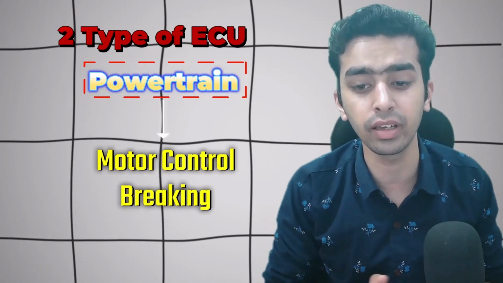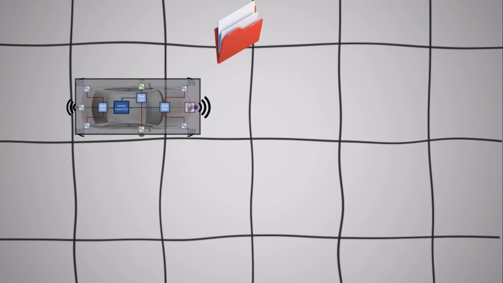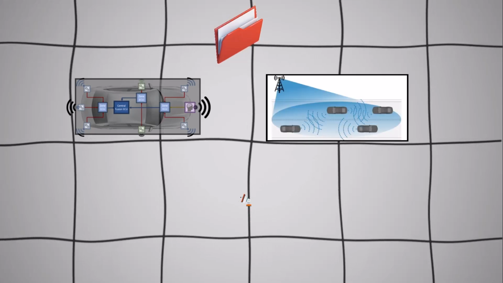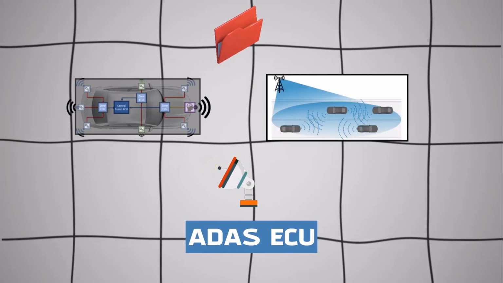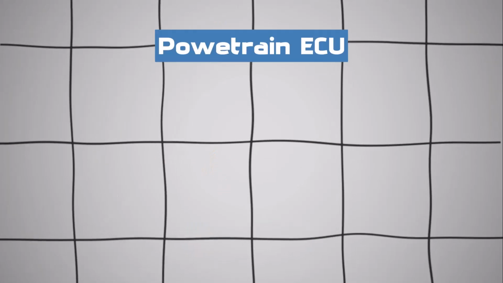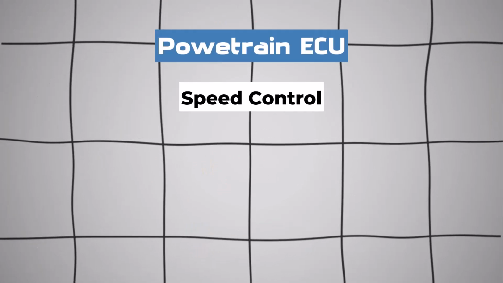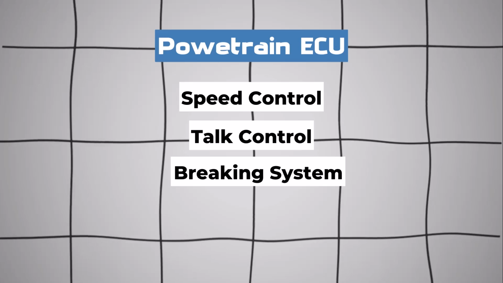control and the braking. Now, these two ECUs, in real time when the car is driving, exchange lots of data, like radar or the surroundings information detected by the ADAS ECU, and that data is sent to the powertrain ECU for the speed control, torque control, and braking systems of the car.